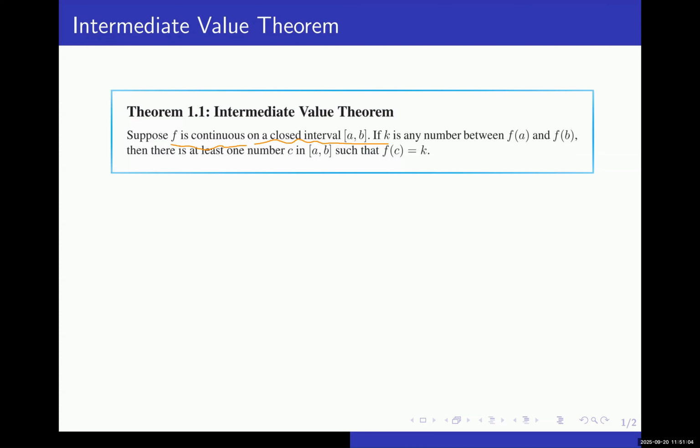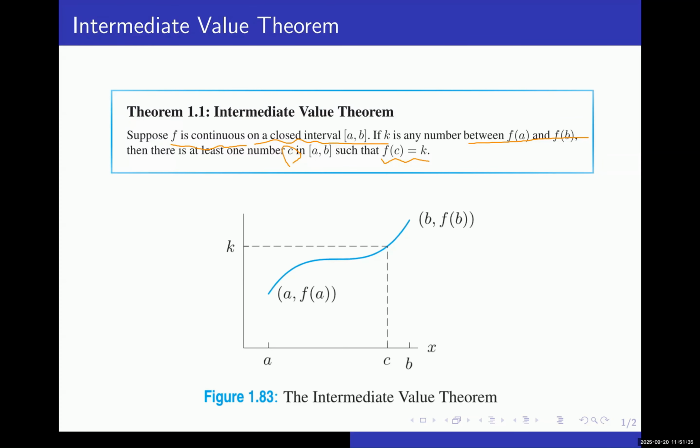So if you pick any number, say k, between f(a) and f(b), then we can find a number c between a and b such that f(c) is equal to k. Here is the picture explaining the intermediate value theorem.